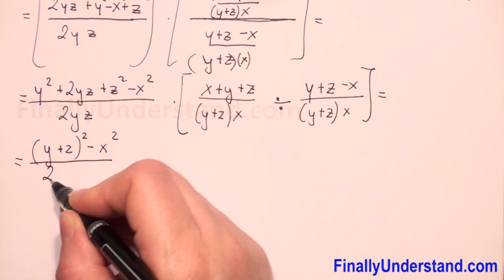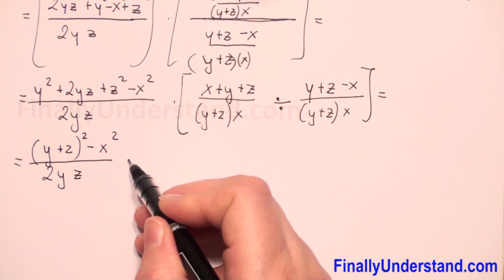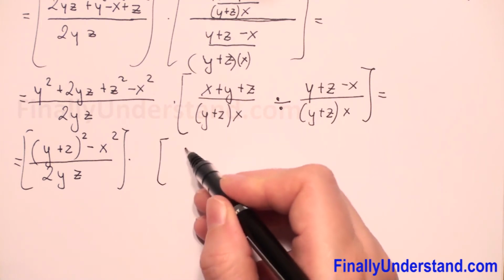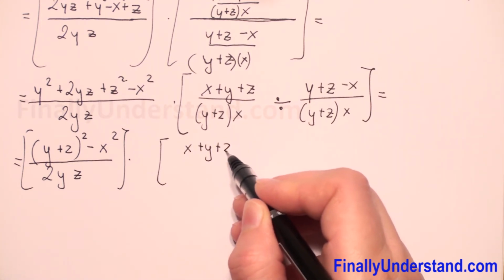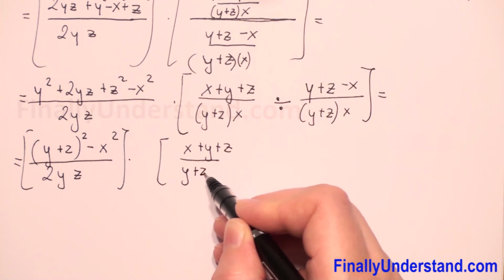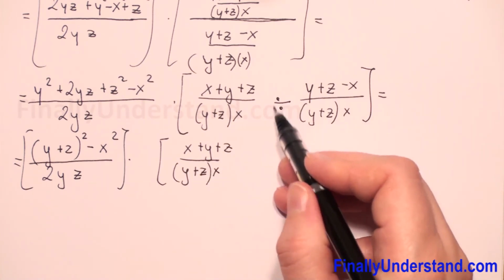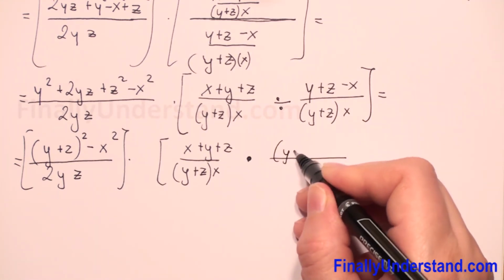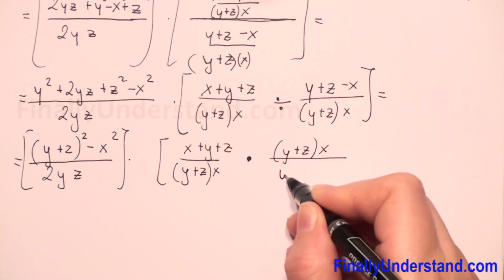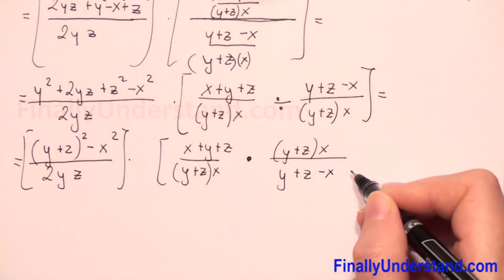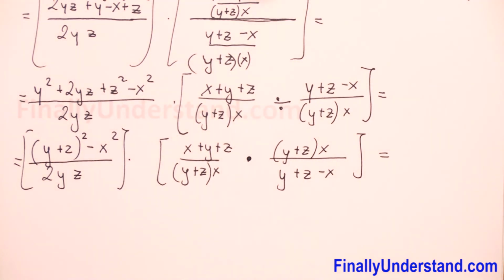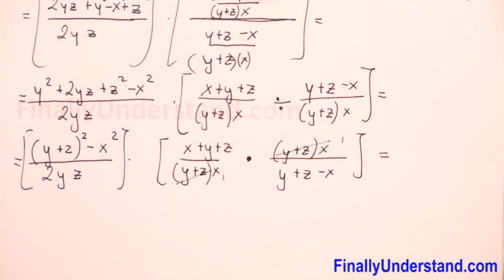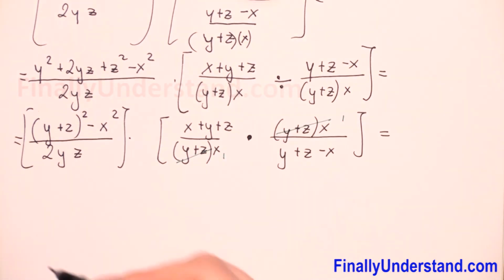And we have over 2yz. And we have times. And next we have to copy first fraction. Change division sign to multiplication, and we have to flip this fraction. So it will be y plus z times x over y plus z minus x. Close brackets. So this is equal. Now we have multiplication, so we can reduce numerator with denominator, it will be 1 and 1.